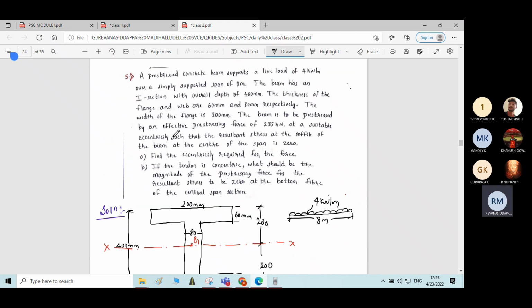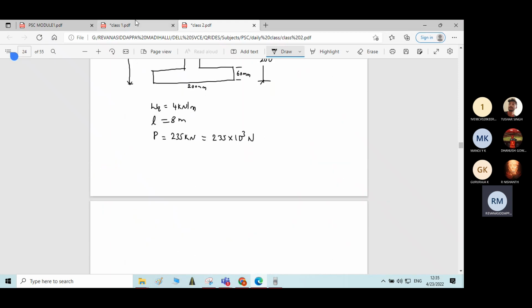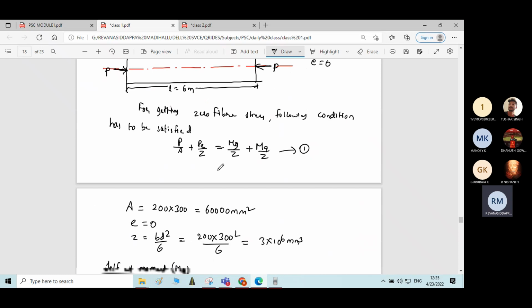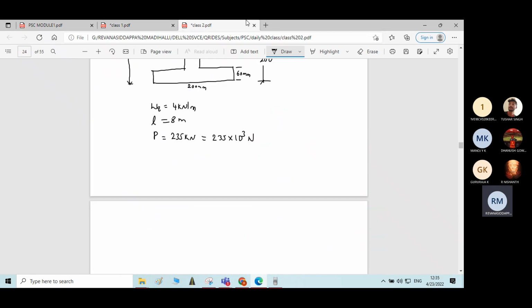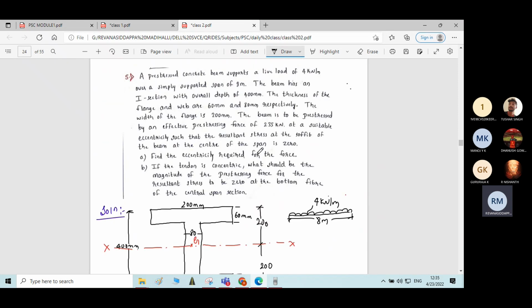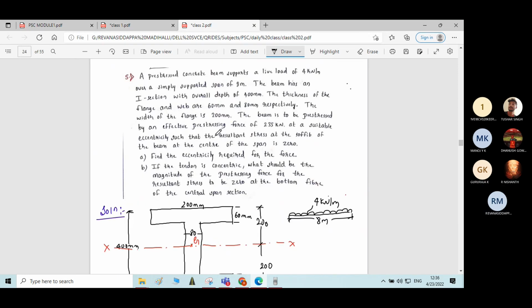At a suitable eccentricity such that resultant stress at the surface of the beam at the center of the span is 0. Same condition will come into picture again. Whatever condition we have used for the previous two problems, this same condition will come here. Here also it is said that the resultant stress at the surface of the beam at the center of the span is 0. Same condition he has given. So same equation we have to use for the calculation.